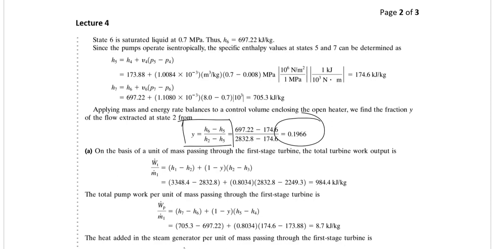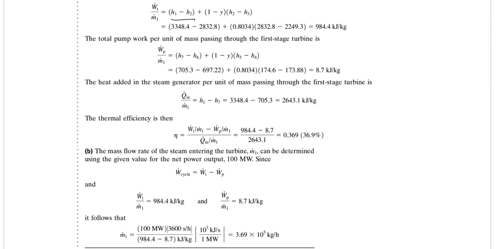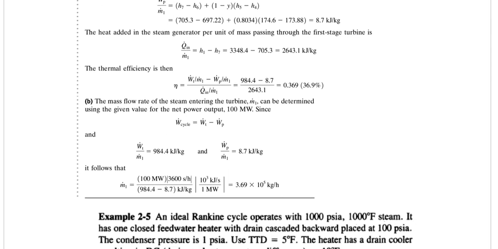Once you have the value of Y, the work done of the turbine would be equal to H1 minus H2 plus (1 minus Y) times (H2 minus H3), and so on. Then the work of the pump, and obviously the efficiency. For the mass flow rate, the total cycle work done is already given, which is 100 megawatt. Total cycle work done is work of the turbine minus work of the pump. You have already found both, so put those values in here and you will find the mass flow rate of the steam.